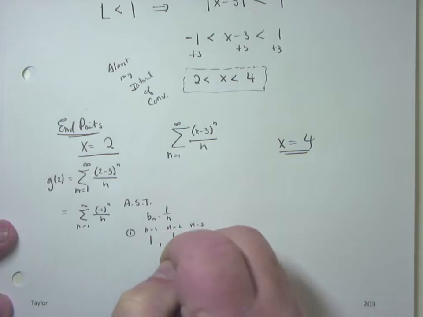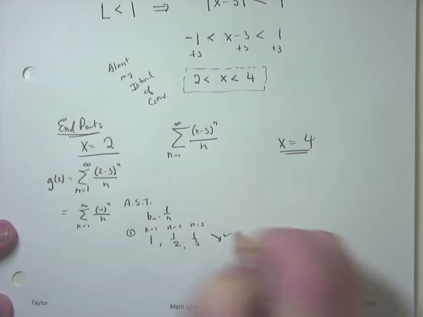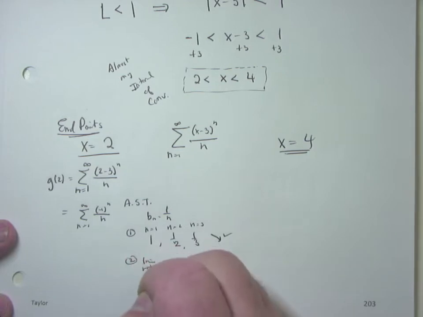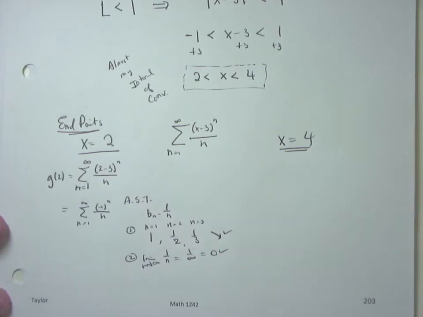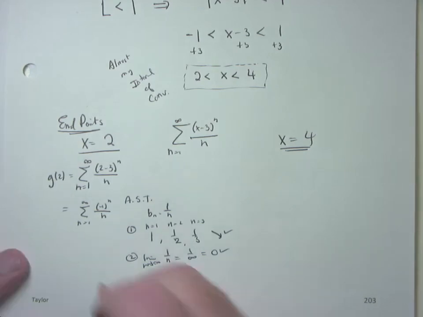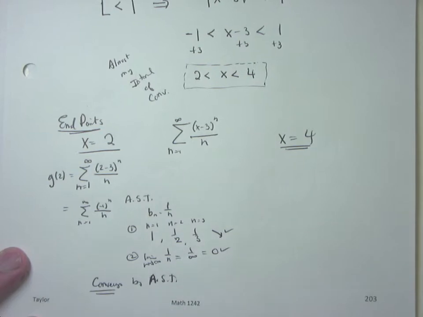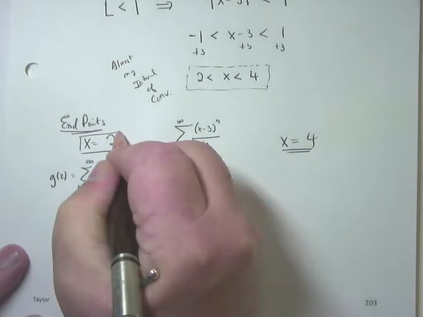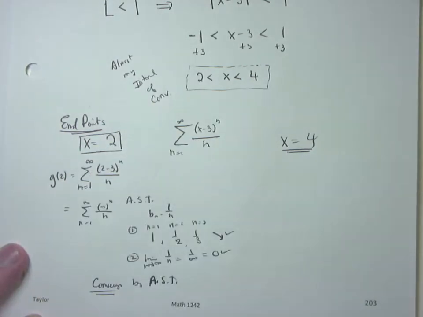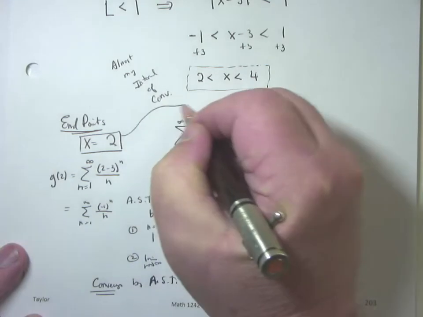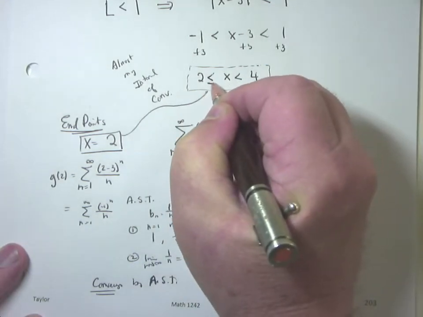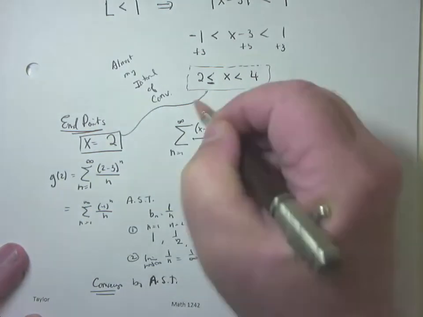1 over 1 is 1, 1 over 2, 1 over 3. Yep, my terms are decreasing. And number 2, I'm going to take the limit as n approaches infinity of b_n, which is 1 over n. Gives you 1 over infinity, which is 0. So, my terms decrease and my limit goes to 0. What's this series going to do? Converges by the alternating series test. But most important, it converges, which means you see this point right here, x equals 2, I want this point in my interval of convergence. To show you that, I want to make that less than or equal to. I'm going to include that particular point.